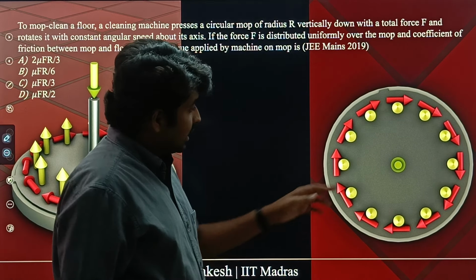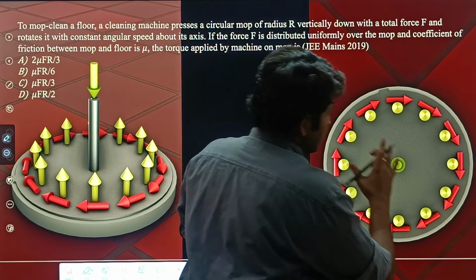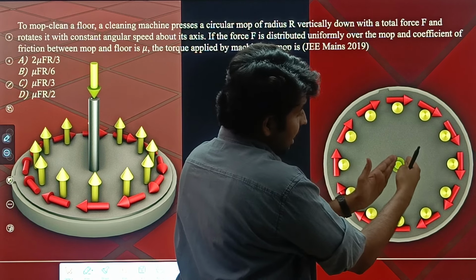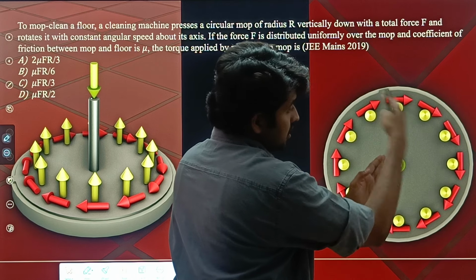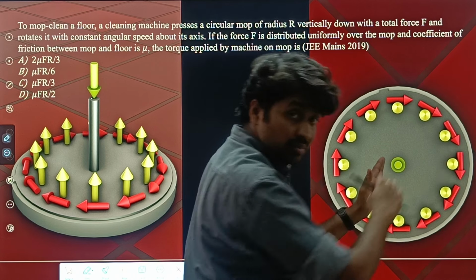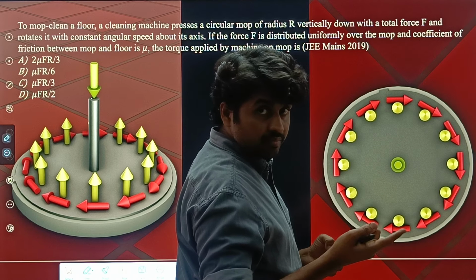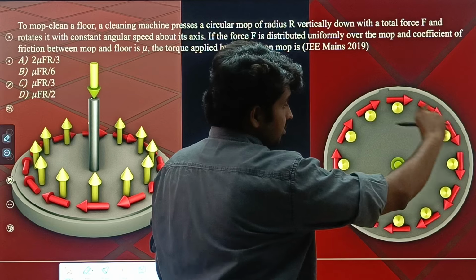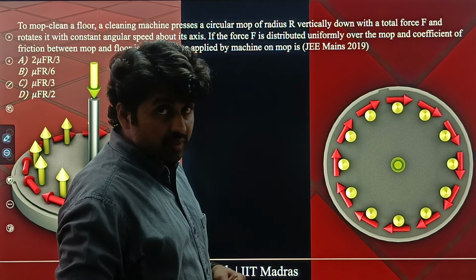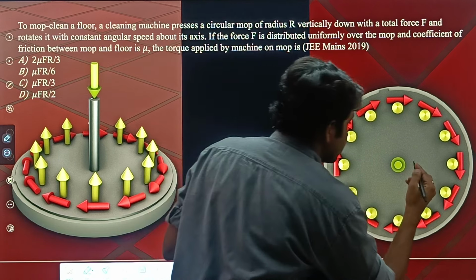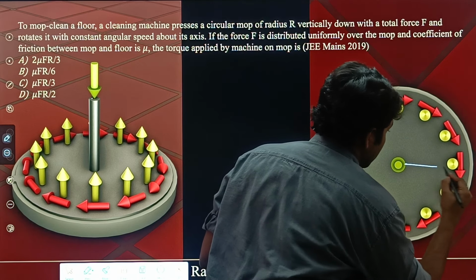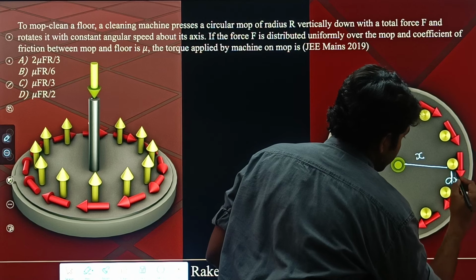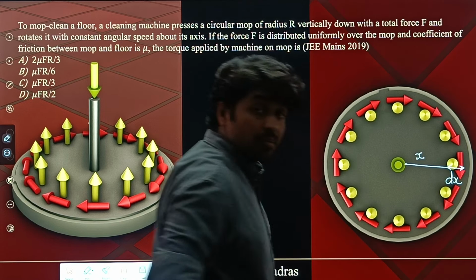The force is uniformly distributed, and friction acts everywhere. The friction which is acting further away from the center applies more torque, right? So what we'll do is take a small area wherein the torque of the friction is the same. I'll take an element dx at x.